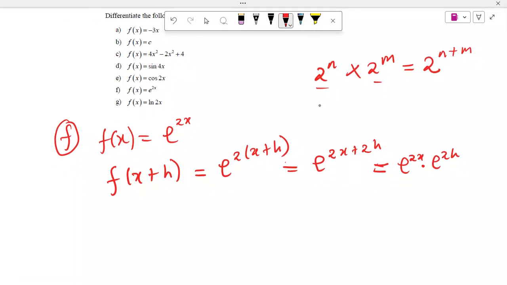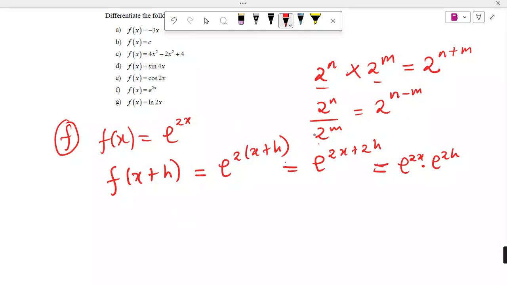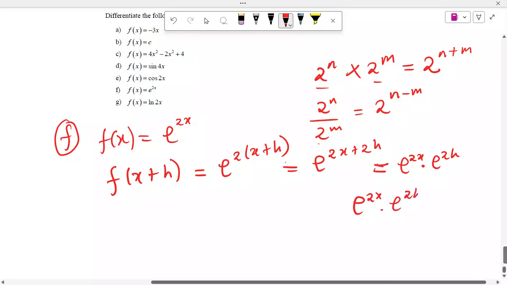I can also write another identity. Let's say 2 to the power n over 2 to the power m. You know the bases are the same, there is 2, 2. So you just write 2, and the power will be n minus m. So you just subtract the powers here. If you're dividing numbers of the same base, you just subtract the powers. But if you're multiplying numbers of the same base, you add the powers. So this is what I've done. If this is e multiplying e, so you're multiplying e to the power 2x by e to the power 2h. The base is the same, so you add the powers. This is the same as e to the power 2x plus 2h. Okay, so hope you guys have understood this part.